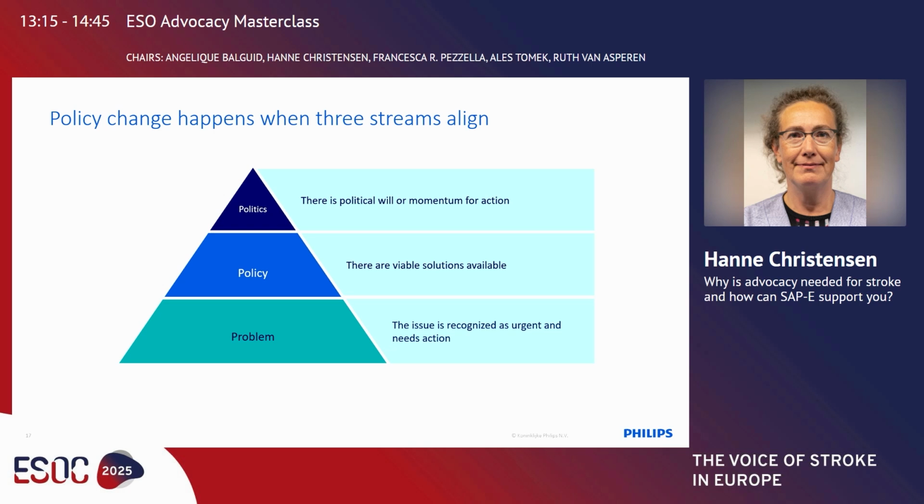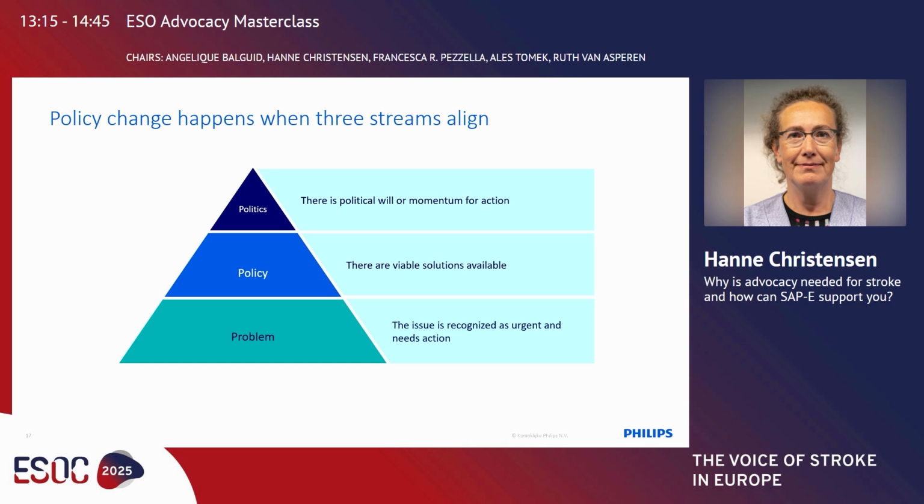And the first stream is about the problem, the second about policy, and the third about politics. So if you look at the first one, the problem stream, to really be successful and lead to policy change, the issue or the problem needs to be recognized as urgent, and it also needs to be seen as something that needs action. So it's really important that you define a clear problem or a clear issue, which is also recognizable and which resonates with your audience. That's kind of the start.